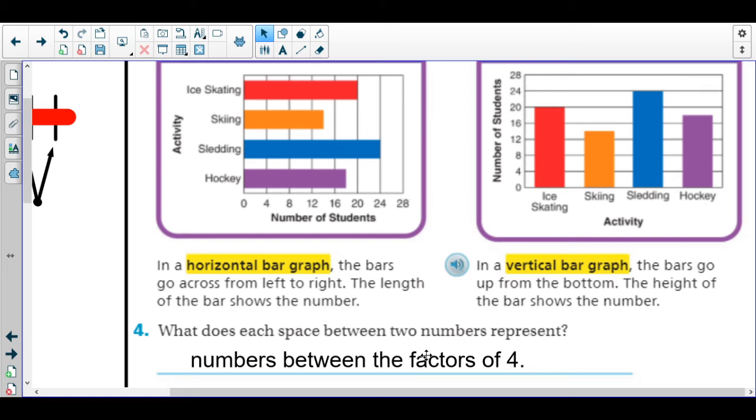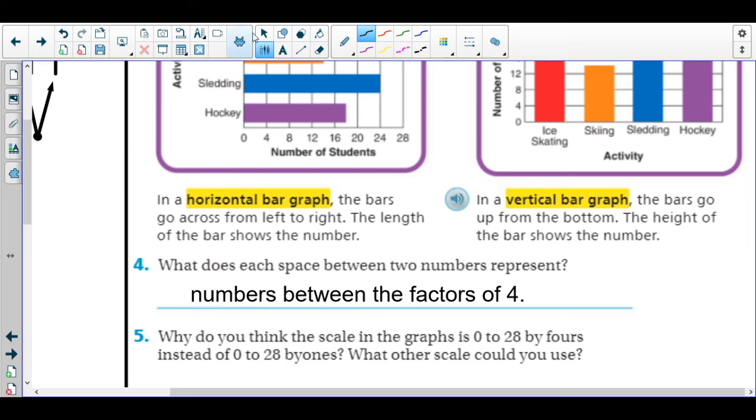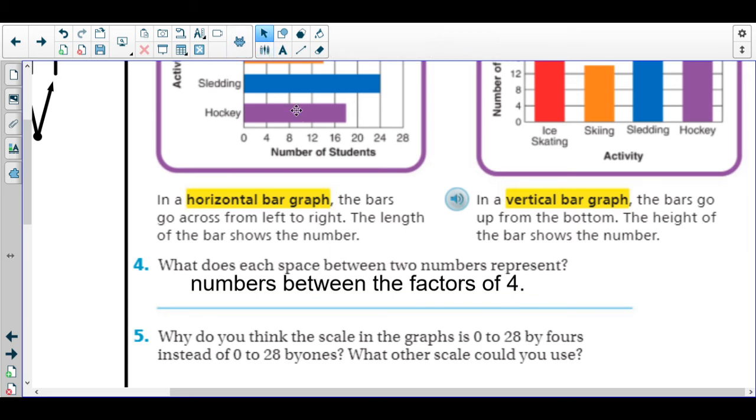4. So if we had the factors of 4, like an 8 and a 12, all right, and let's just go ahead and maybe put that right there. So, for example, the numbers 8 through 12, all right, so 8, it's going to represent what? Well, it's going to represent 9, 10, and 11.